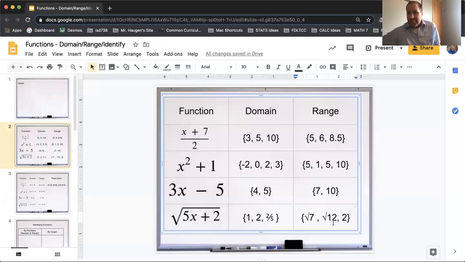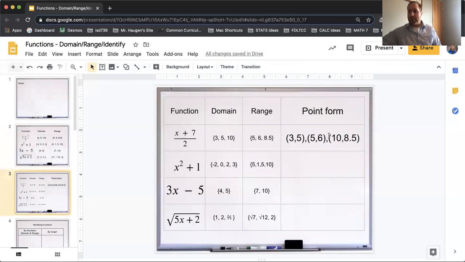And that's just how you do domain and range. Domain is what you can plug in. Range is what you get out of the answer. And you can also put those things down in point form as well. So this is the same thing, just a little bit smaller, so I could fit these in here. We can put them in as point form as well.